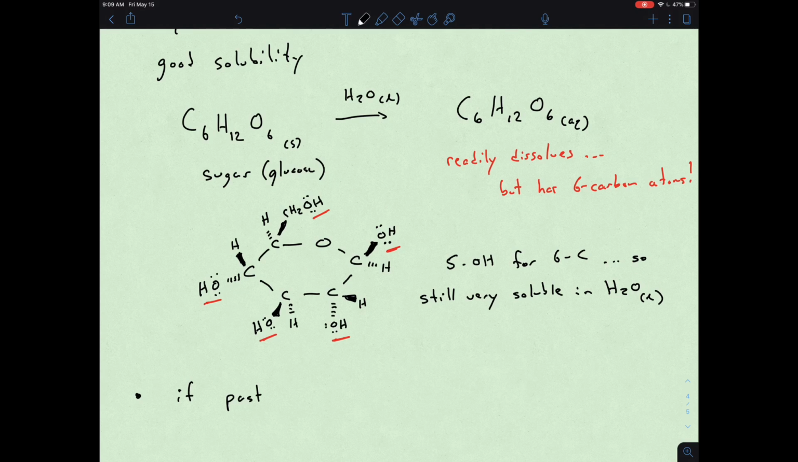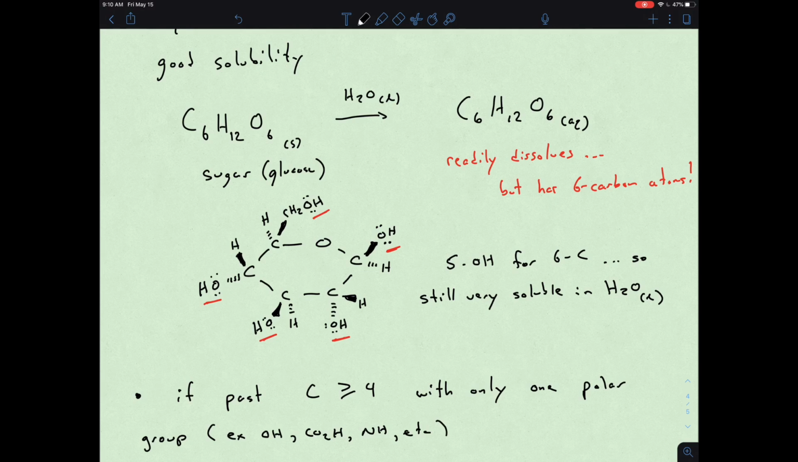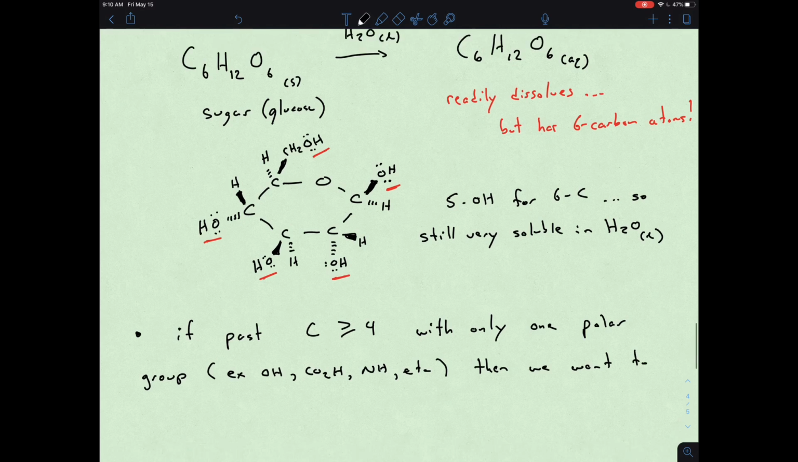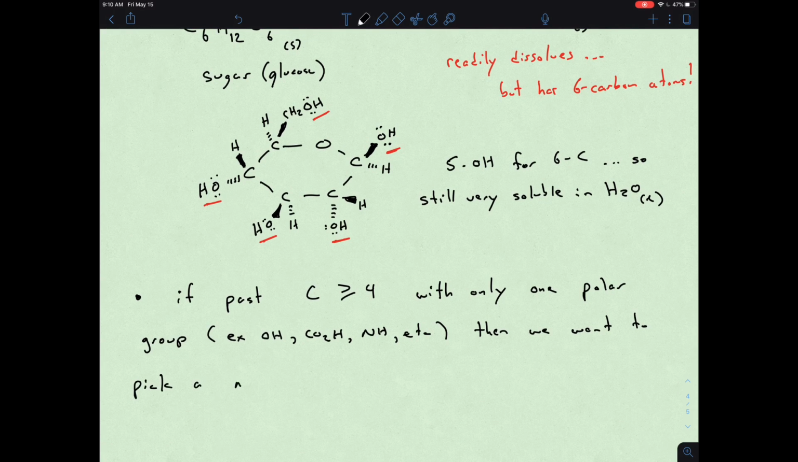So, past this idea of carbon count being greater than or equal to 4, with only one polar group, such as our OH, CO2H, NH, etc., then we want to pick a molecular solvent with dipole forces.